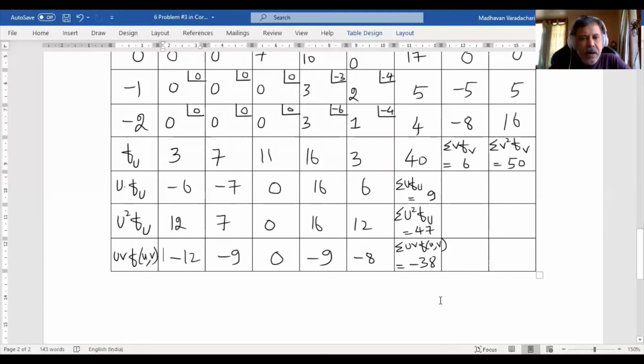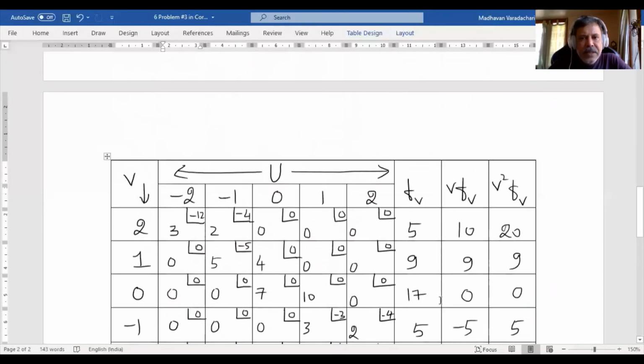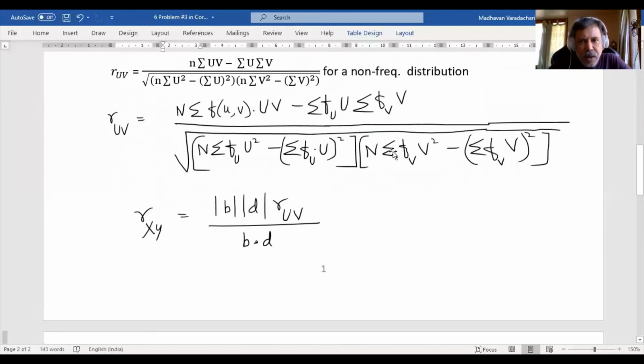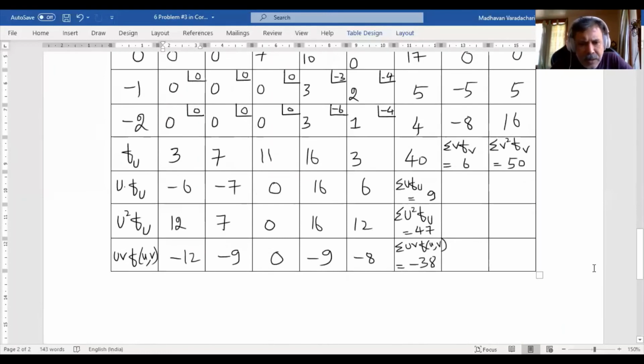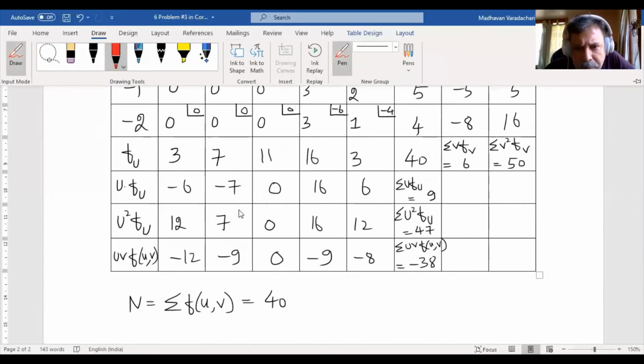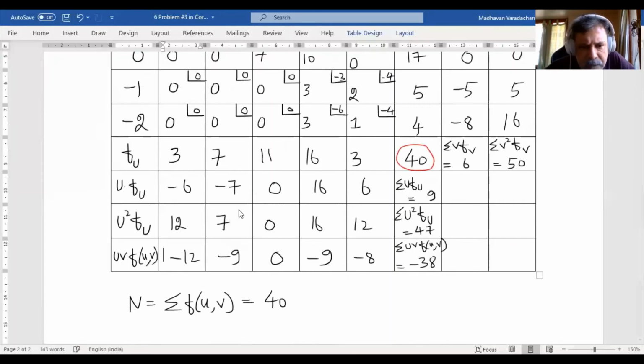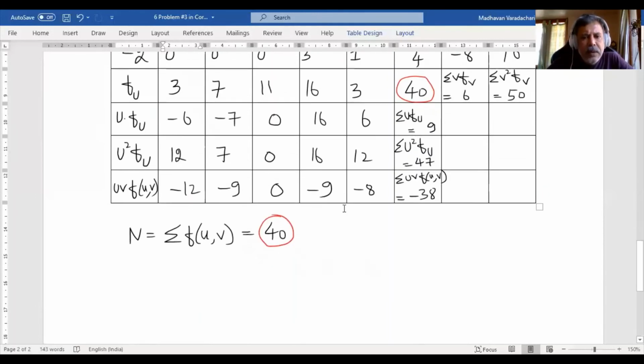Right. So we got all these results which can be substituted now into this formula. Capital N is sum of all the frequencies, or I can put it as sum of u comma v, which we already got as 40. Here it is, this one.